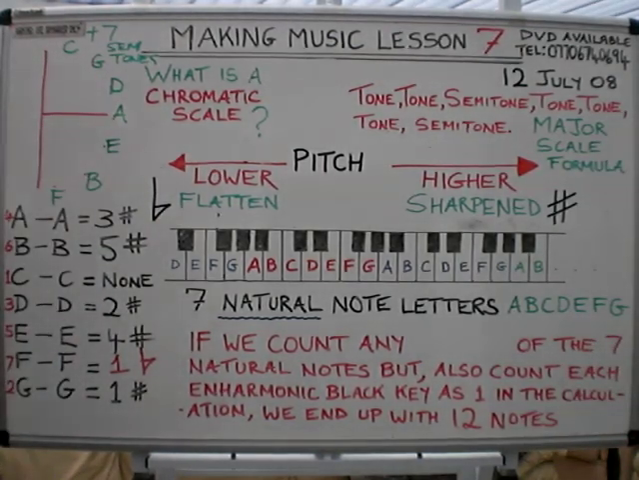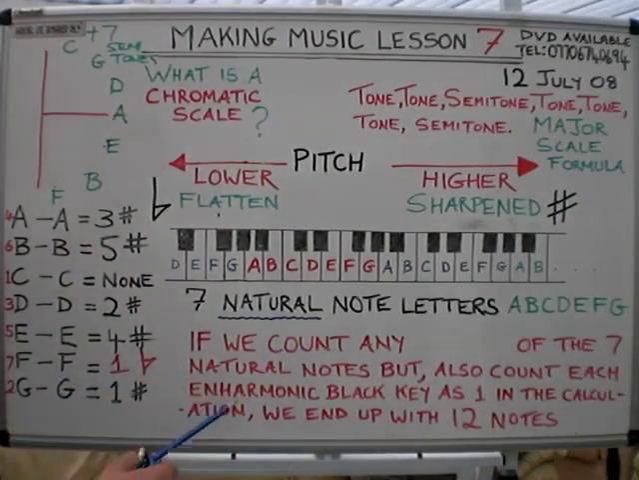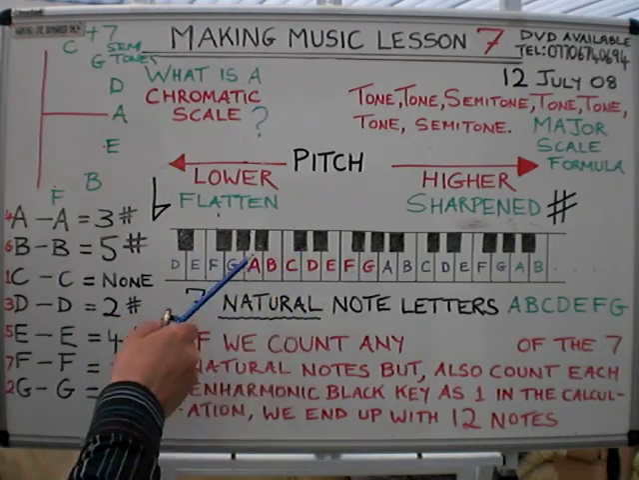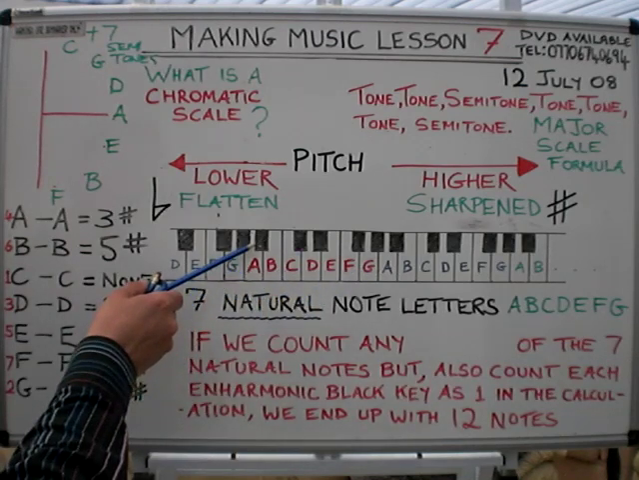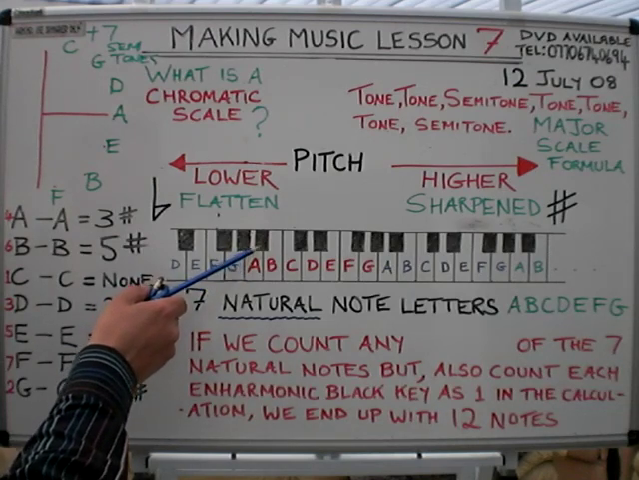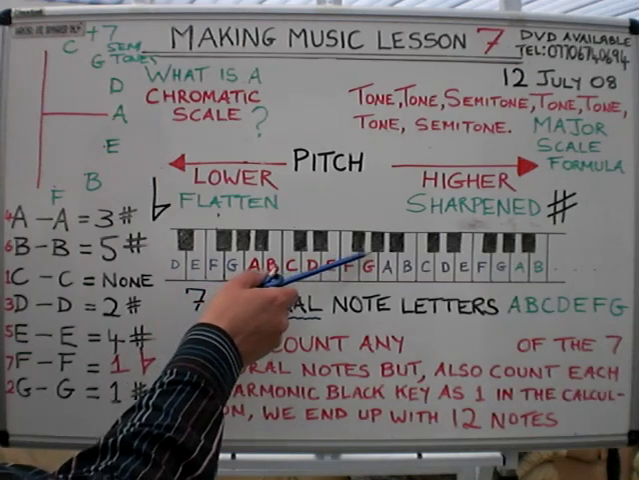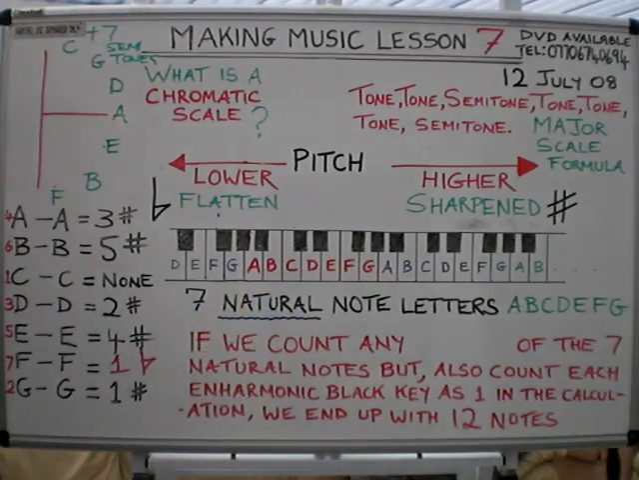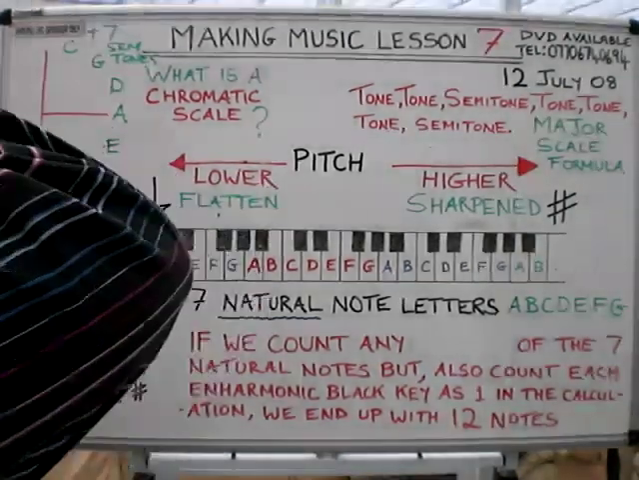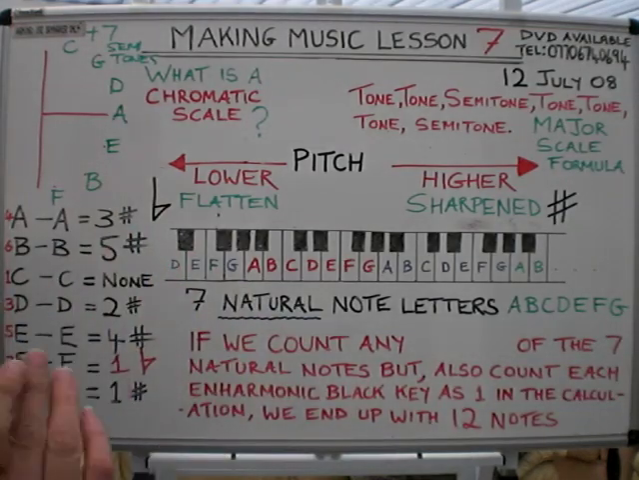anti-clockwise. So we've covered the chromatic scale today, the chromatic scale being 12 notes. Instead of counting 7 natural notes, we count in the black keys as well, the enharmonic keys. So we're going 1, 2, 3, 4, 5, 6, 7, 8, 9, 10, 11, 12. So the next lesson, I want to start talking about chords and getting into how chords are made up.